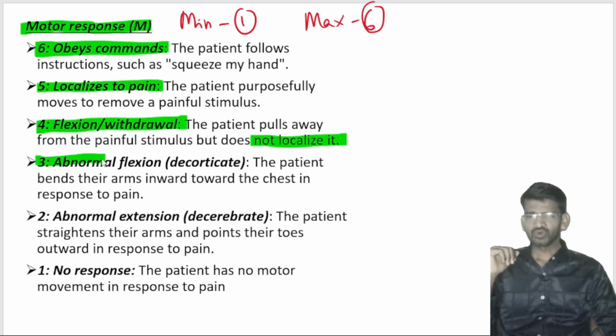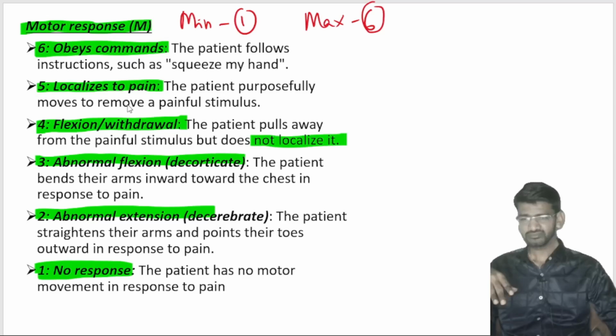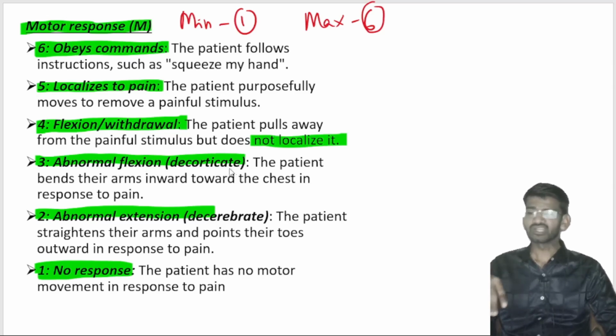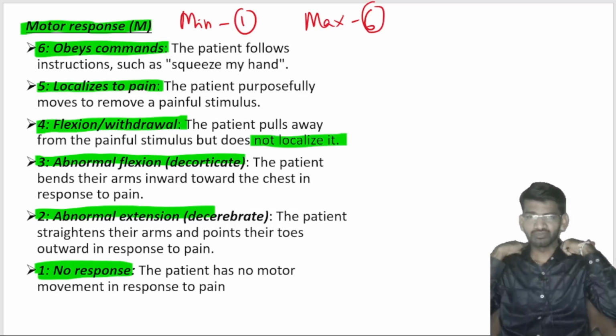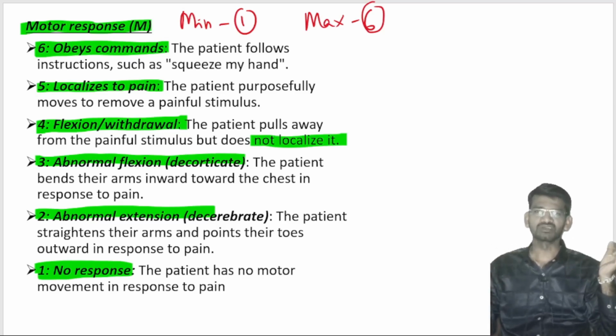Then a score of 3 will be given for abnormal flexion. See these 2, 3 and 1: all three have abnormal flexion or extension or atonic reactions, which means these are all abnormal. The 3 will be given for abnormal flexion, also called the decorticate position. In the decorticate position, when you make a pain stimulus, for example if you squeeze the trapezius muscle, the patient makes an abnormal flexion of the extremities.